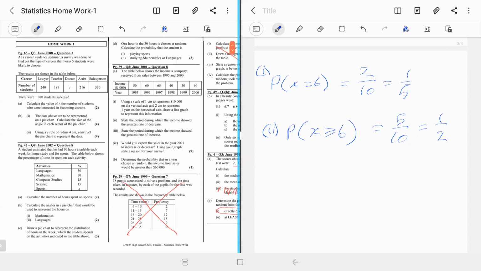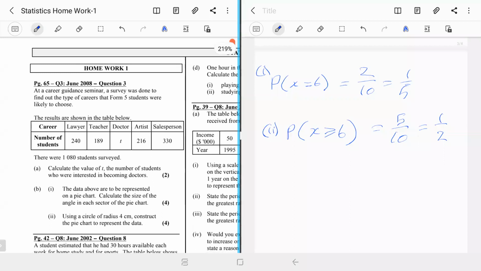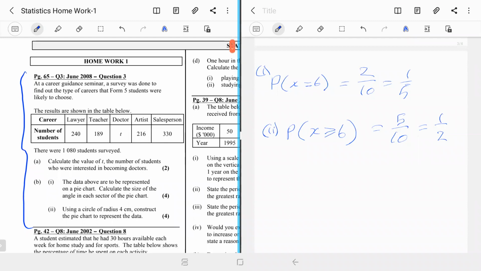I'm going to do a pie chart question now. This question says, at a career guidance seminar, a survey was done to find out the type of career that Form 5 students were likely to choose. These were the careers, and these were the number of students choosing those careers.